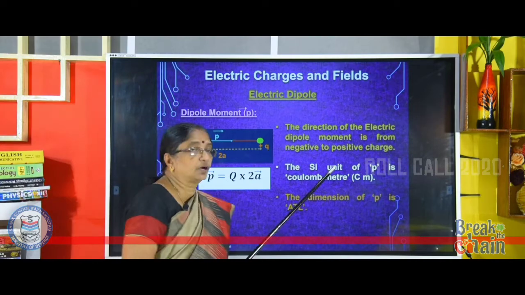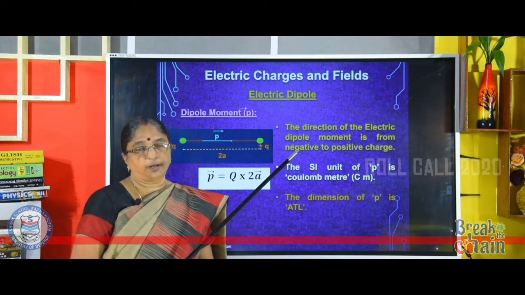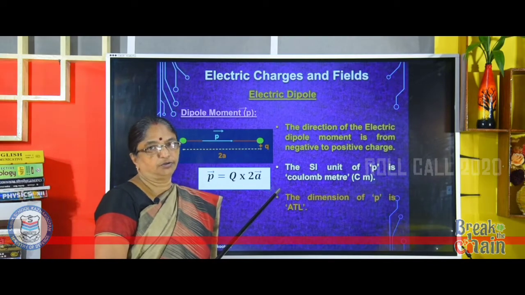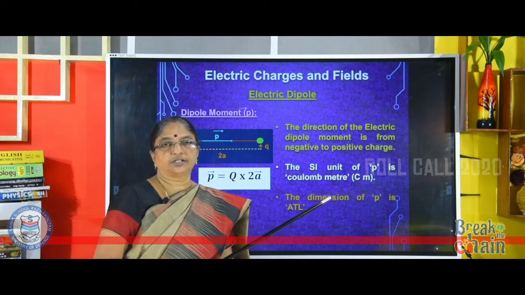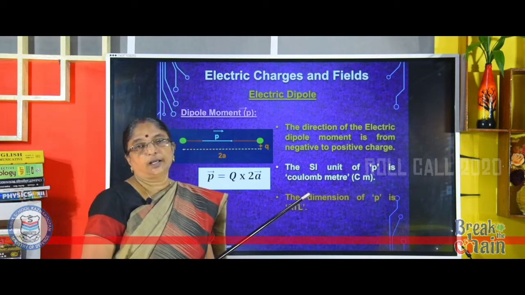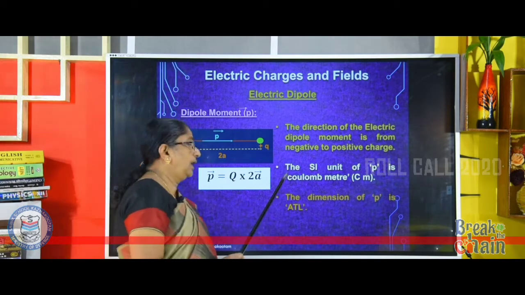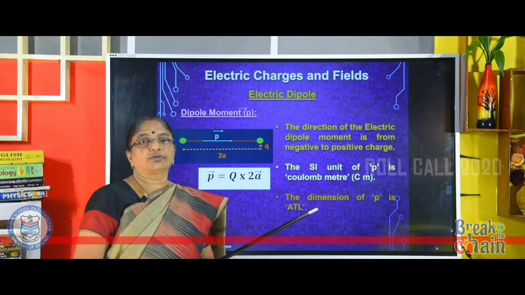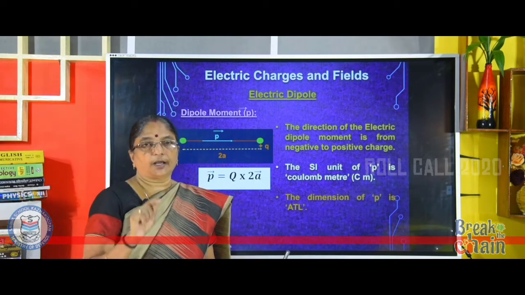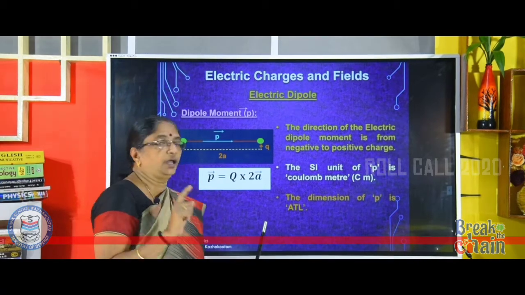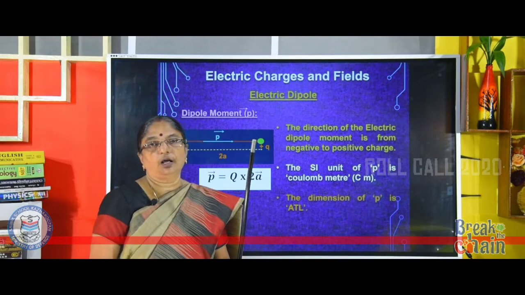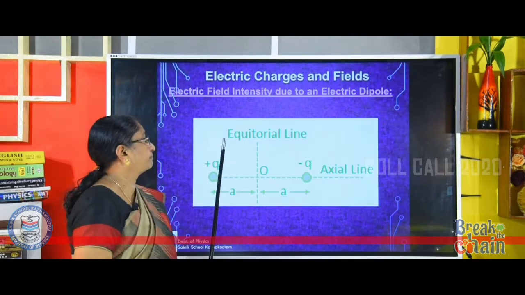And see the dimensional formula for dipole moment. The dimension for charge is A into T and the dimension for distance is L. So, the dimensional formula for dipole moment is A T L. As you are aware, dimensions must be represented by capital letters, so capital letter A into T into L. That is the dimensional formula for dipole moment.